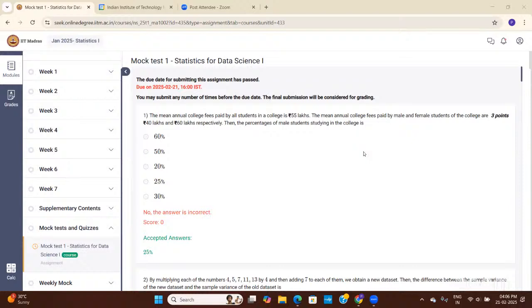So how will we solve this question? What is the approach? Anyone? First, we have to consider the proportion of male students as X. Then we can write the proportion of female students as 1 minus X, and then we multiply with the respective means.